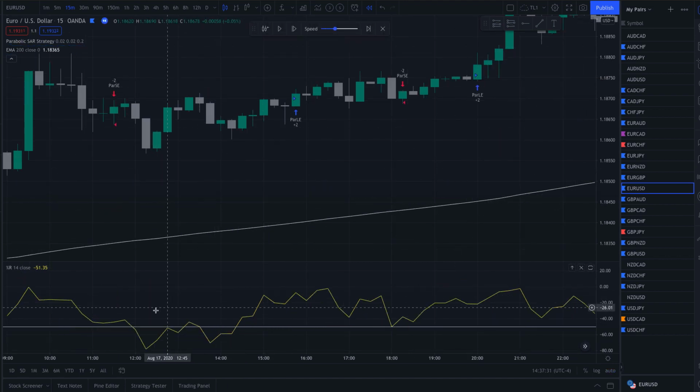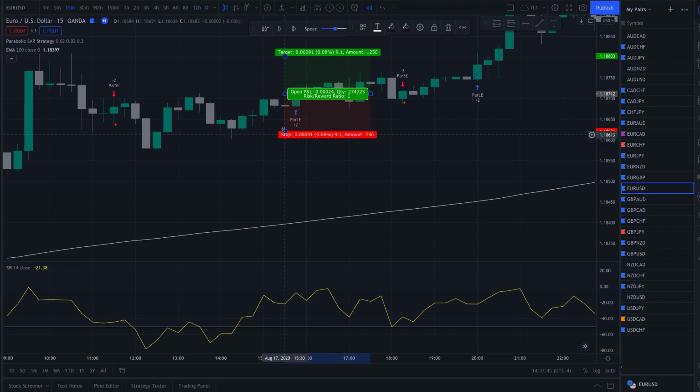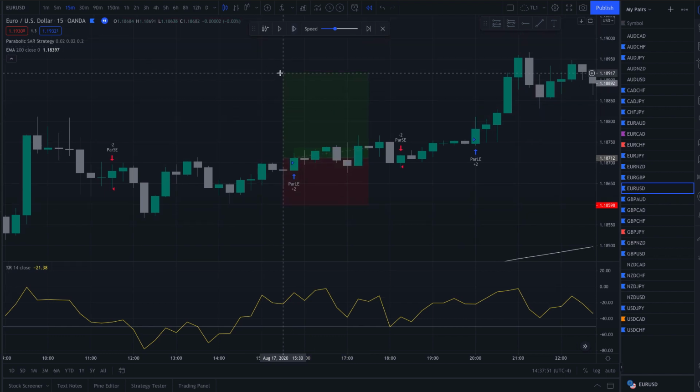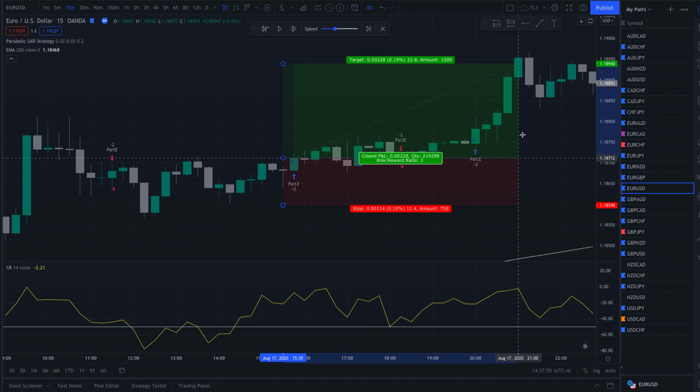So for a long example, we're looking for the Williams percentage to be over the 50 line, price to be above the 200 EMA, and for a Parabolic SAR entry signal, which all happens on this candle right here. That's our trigger candle. Going to place our buy there, stop below the swing low, and we're going to target 2 to 1. And that is a winner.